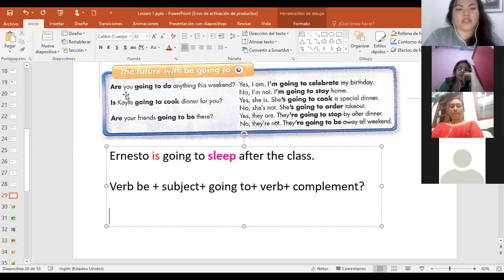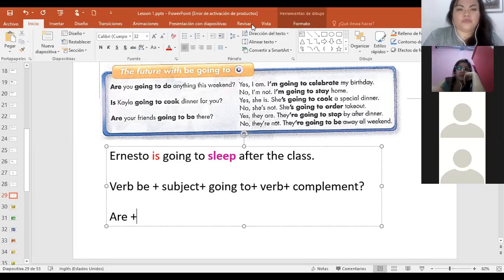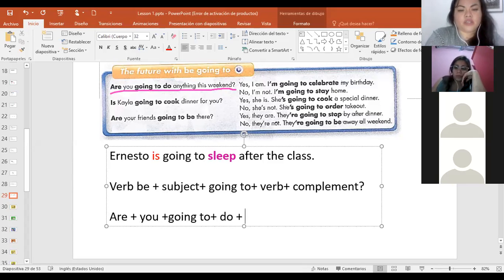So on the top we have a question. Are you going to do anything this weekend? So verb be is are, right? Plus the subject. What is the subject here? Are you going to do anything this weekend? If verb is are, what is the subject? You. Very good. Right? Is you. Plus going to. Plus the verb is do. Plus the complement. Anything this weekend. Plus the question mark.